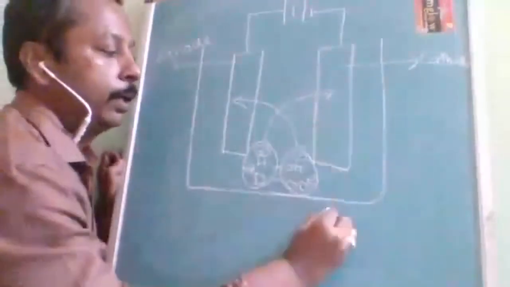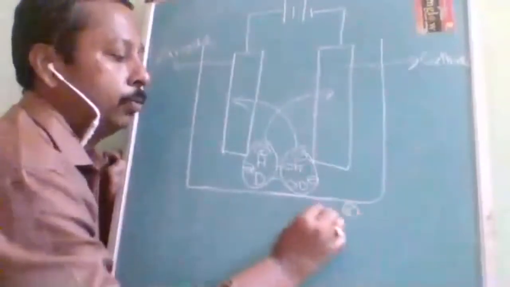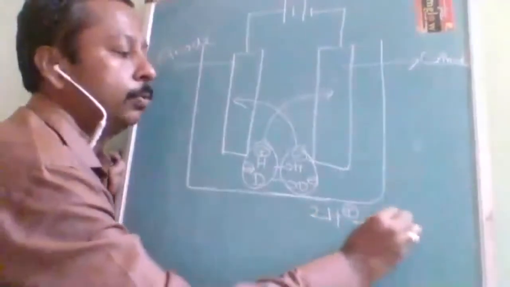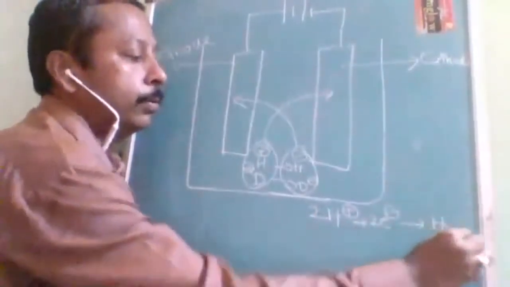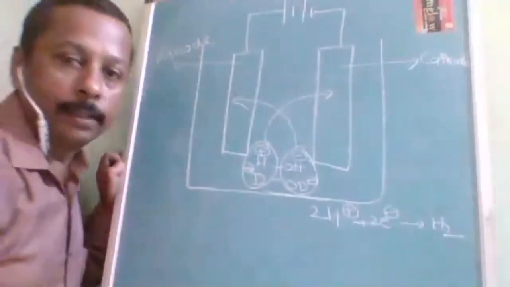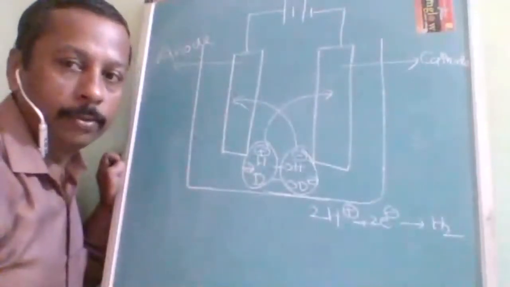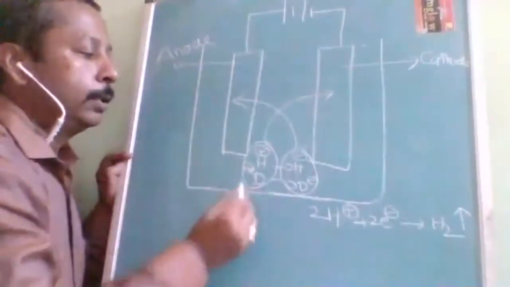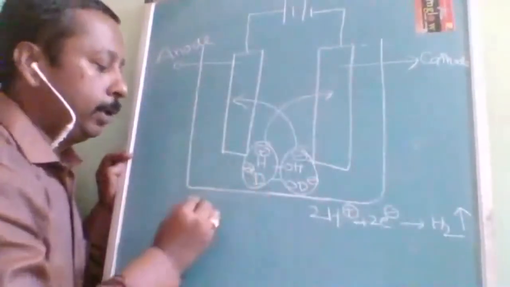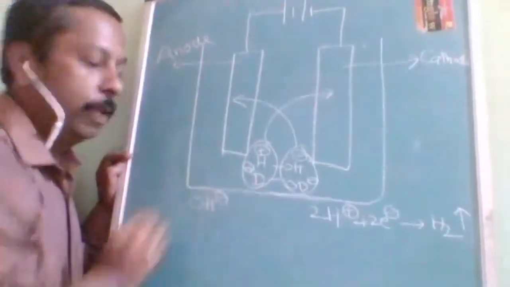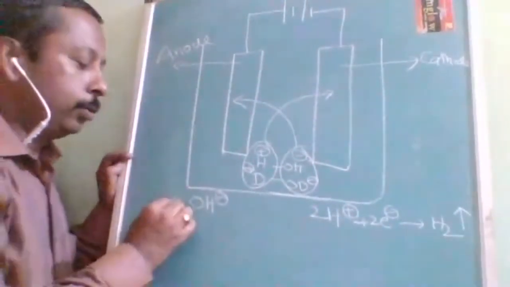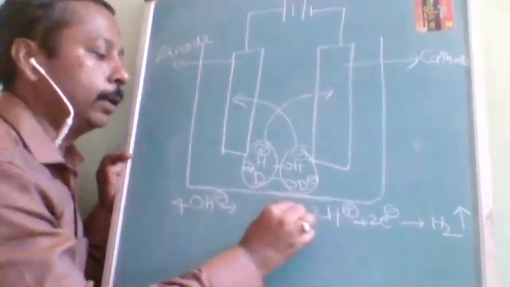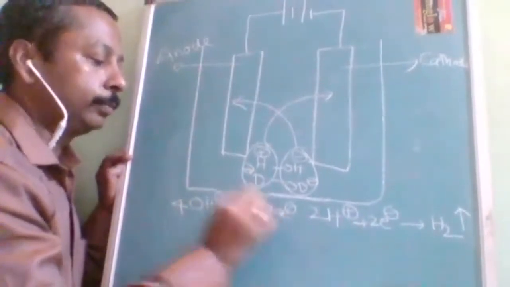The reaction at this place: 2 moles of H plus accept 2 moles of electrons to form H2. So 2 H plus plus 2 electrons gives H2. Is it understood? Like this, hydrogen gas will be liberated. Same way, here what will be liberated? OH minus. For easiness we should write 4 moles.